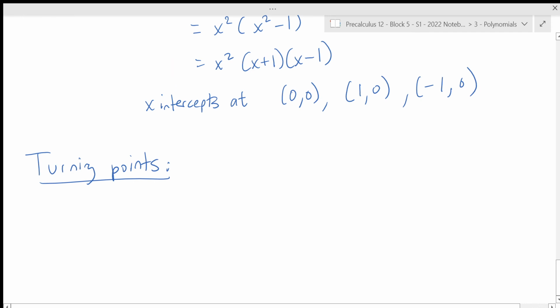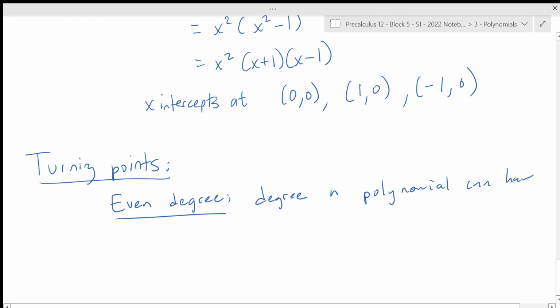So if we have an even degree polynomial, because the end behavior is that you're going in the same direction, it means you have to turn around at least once, okay? So a degree n polynomial can have, okay, it can have from 0 to n x-intercepts.